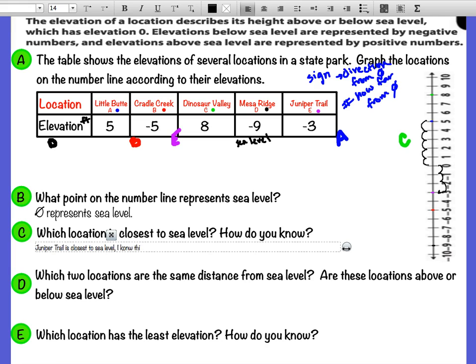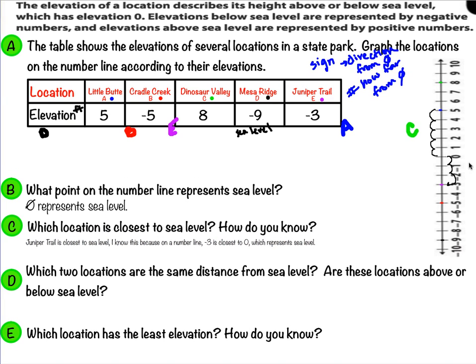I know this because on a number line, -3 is closest to 0, which represents sea level. So even though we don't have sea level written on here, since we know sea level is shown by or represented by 0, we're looking for whatever number is closest to 0.